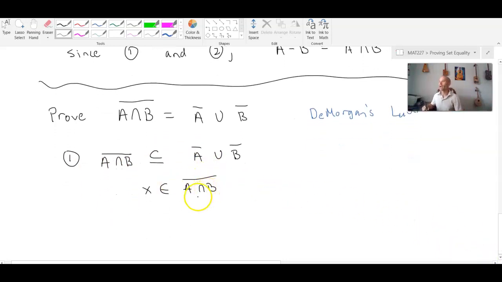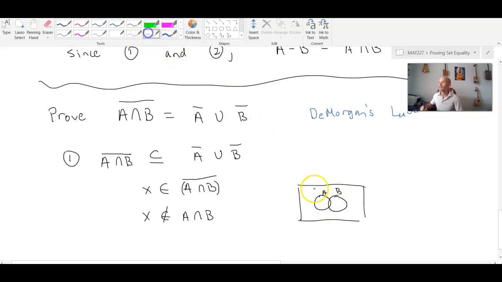Well, what does this mean for X to be an element of the complement of A intersect B? Well, A intersect B means it's an element of A and B. The complement of A intersect B means it's not an element of A intersect B. So that means X is not an element of A and B. But what does that mean? I'm just going to draw this picture for a little bit of intuition: for X to not be an element of A and B means that X is just not in this little football-shaped sliver, but it is anywhere outside of that. So it's anywhere but that football-shaped sliver.